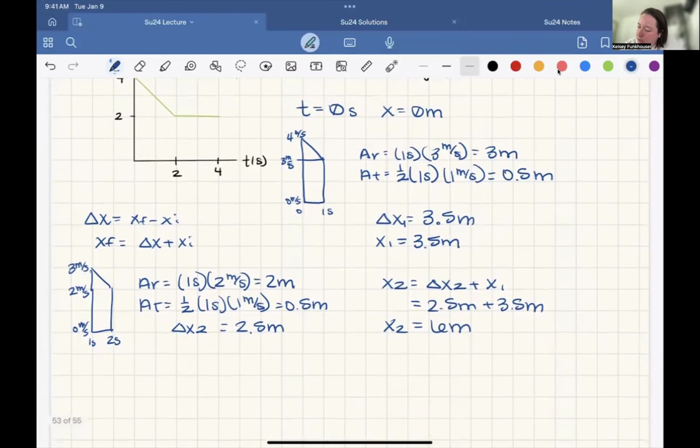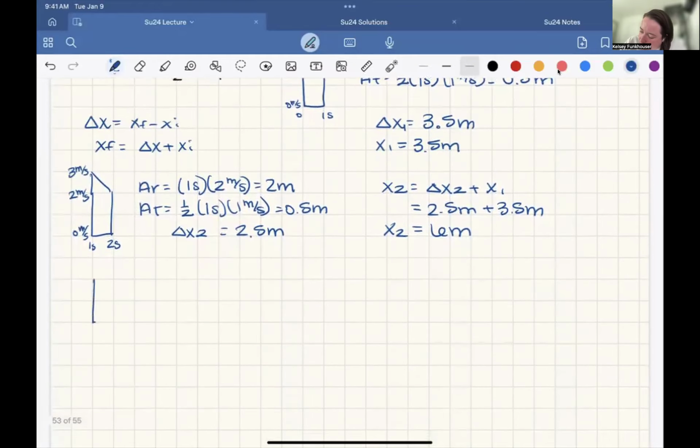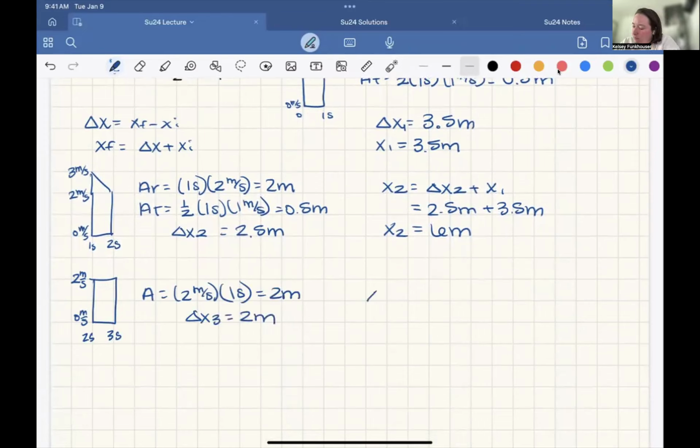And then we just have 2 rectangles. So we have, this goes 2 meters per second, 0 meters per second, and this goes from 2 seconds to 3 seconds. So this area is 2 meters per second times 1 second to give us 2 meters. So that is our displacement at 3 seconds, 2 meters, and our position is that displacement plus the position at 2 seconds. So 2 meters plus 6 meters equals 8 meters.